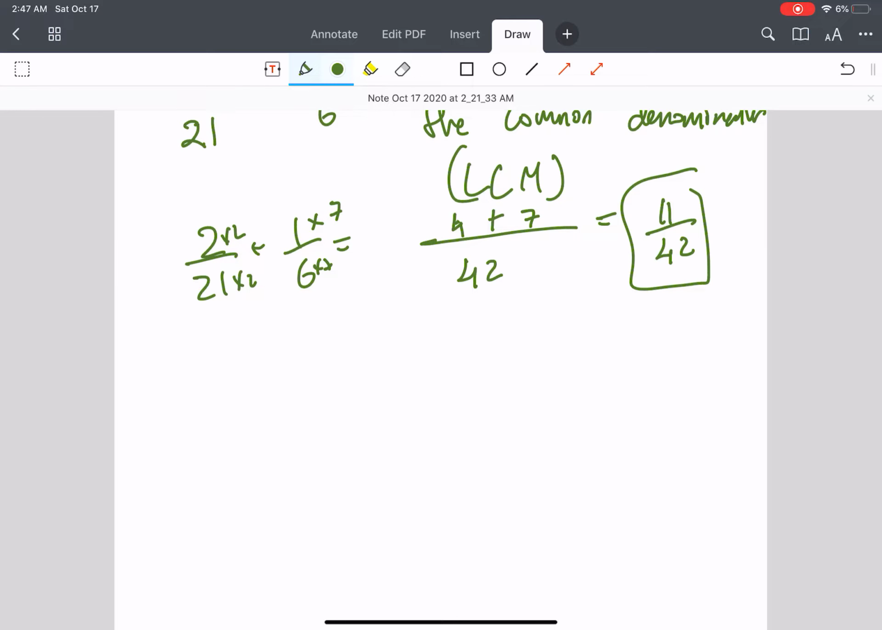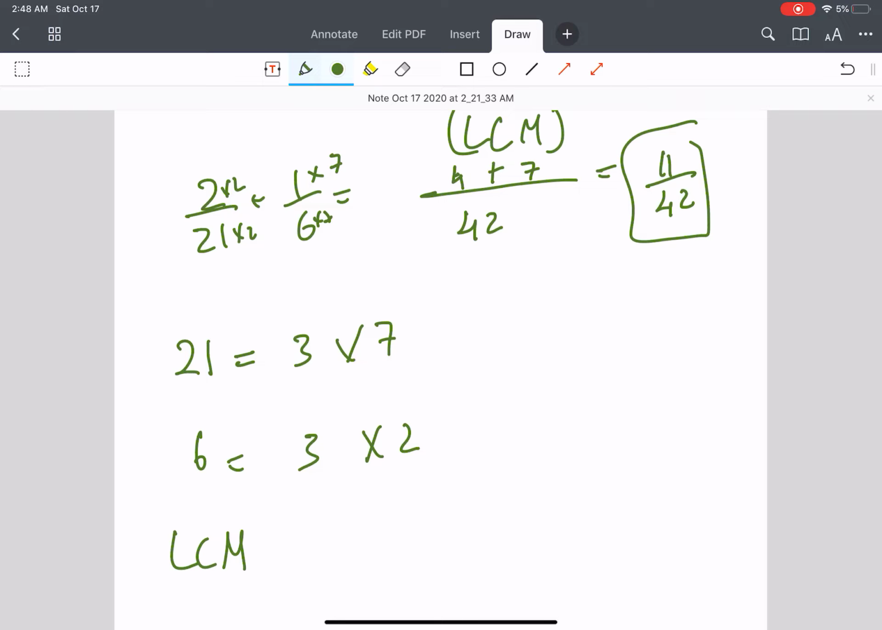So the least common multiple is the smallest multiple of 2 numbers or 3 numbers or 4 numbers. This is the smallest common multiple of these numbers. Let's calculate the LCM of the easy example of 21 and 6. So 21 is equal to 3 times 7 and 6 is equal to 3 times 2.